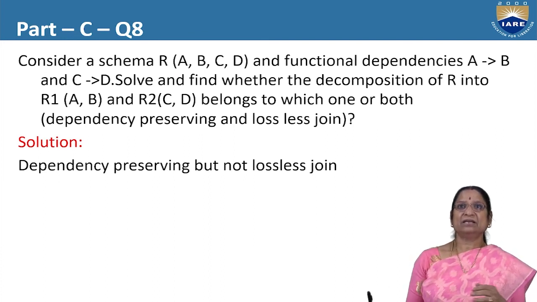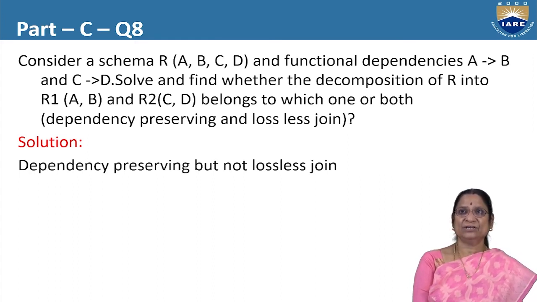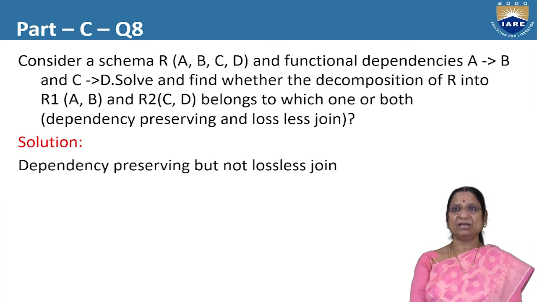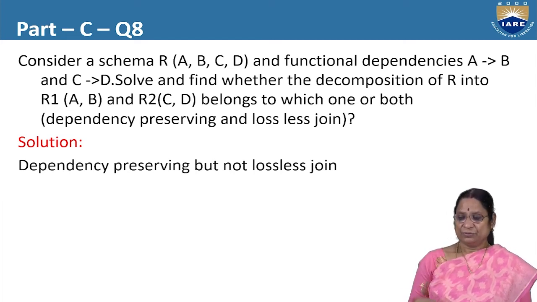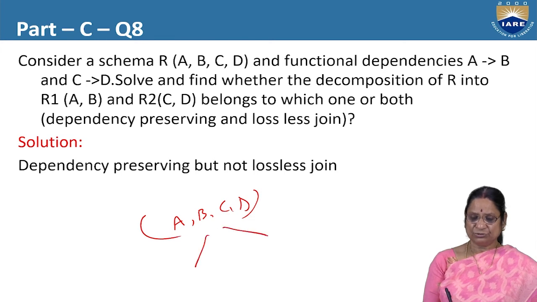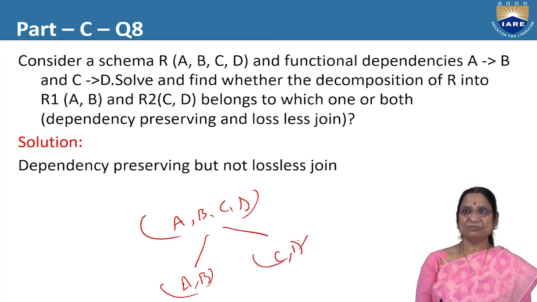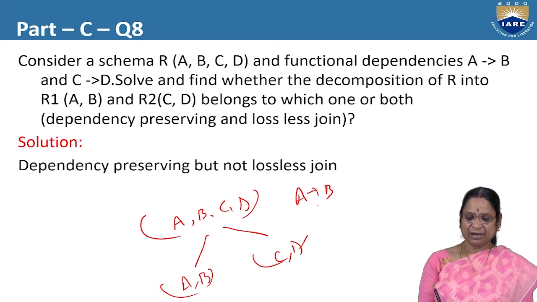Coming to the next question, relation schema. A relation schema R(A, B, C, D) was given to us, and the set of dependencies are given: A determines B, C determines D. Find whether the decomposition of R into R1 and R2 is dependency preserving and lossless join. Our relation schema is A, B, C, D. It is decomposed into two subrelations: A comma B is one subrelation, C comma D is the other subrelation. The functional dependencies are A determines B and C determines D.